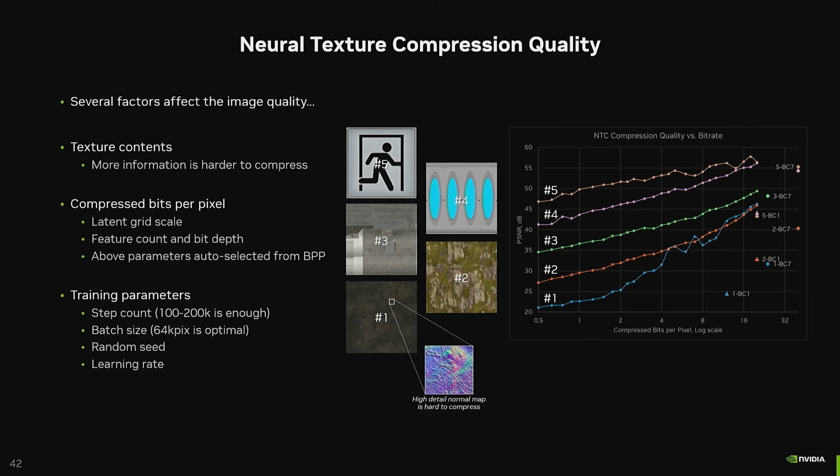And a few other training parameters that affect the image quality or output are the step count, with about 100 to 200 training steps being enough in most cases, which, like I said, translates to something like 20 seconds of training on a 4090. Batch size, random seed, and a few other minor parameters, but mostly it's the bits per pixel and texture contents that affect the quality.